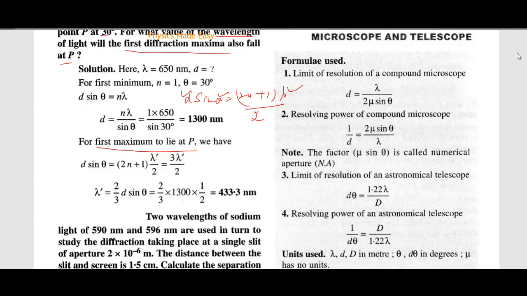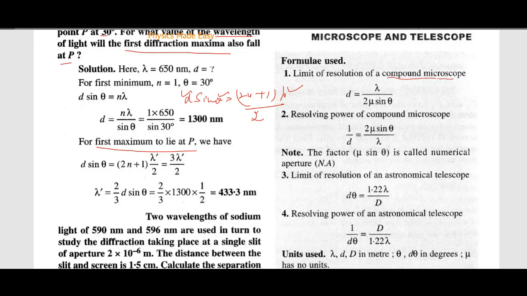Microscope and telescope. Note this point: limit of resolution and resolving power are not the same. They are reciprocal of each other. For example, the formula for limit of resolution d is equal to lambda by 2 mu sine theta. Note down, this formula is for the compound microscope.